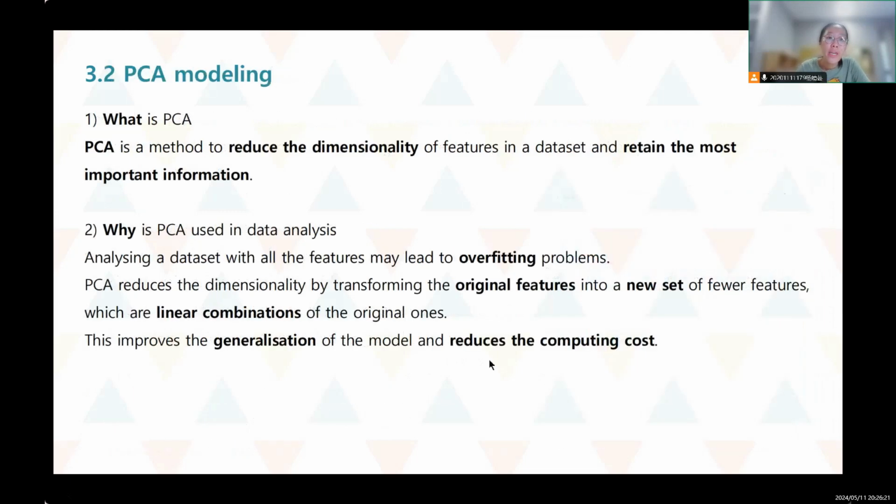What is PCA? PCA is a method to reduce the dimensionality of features in a dataset and retain the most important information. Why is PCA used in data analysis? Analyzing a dataset with all the features may lead to overfitting problems. PCA reduces the dimensionality by transforming the original features into a new set of fewer features, which are linear combinations of the original ones. This improves the generalization of the model and reduces the computing cost.